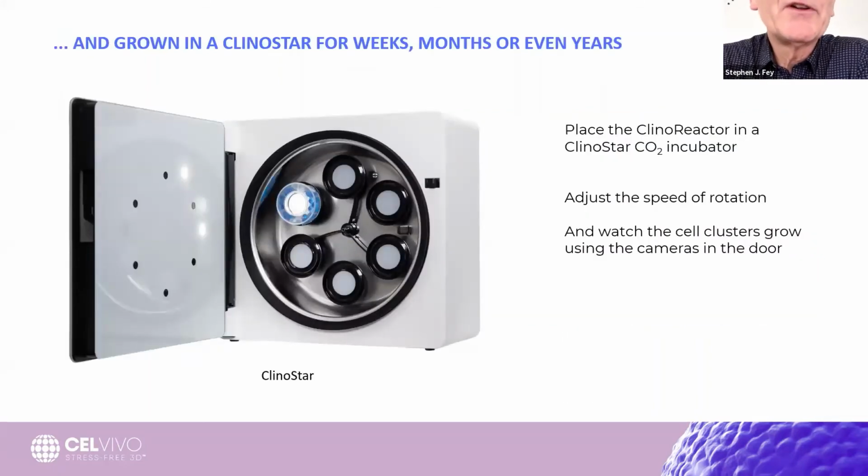When you put your spheroids in the Kleiner reactor, then you put the Kleiner reactor in this instrument we've developed, the Kleiner star. And basically, you just put them in here, and then this rotates. So you can put 6 different cultures in. It's a CO2 incubator, so it keeps the temperature and CO2 very constant. In the door, you've got 6 cameras, so you can look at your cultures as they are going.